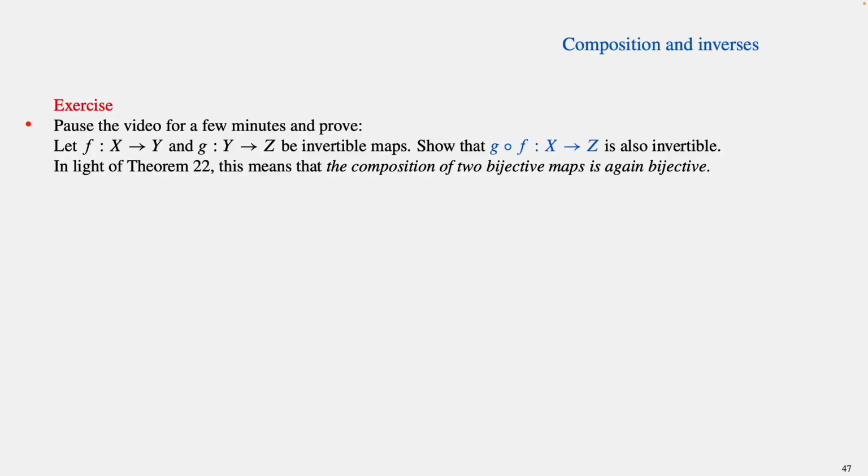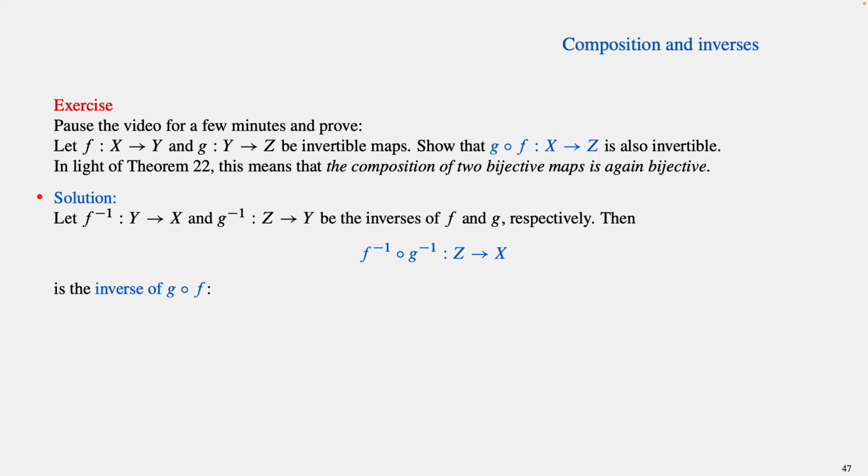And finally, another exercise for you. Pause the video for a few minutes and prove the following. If f from X to Y and g from Y to Z are invertible maps, show that the composition g composed with f from X to Z is also invertible. And in light of theorem 22, this means that the composition of two bijective maps is again bijective, because bijective and invertible mean the same thing. Please give this a try now. Okay, let's look at the solution.